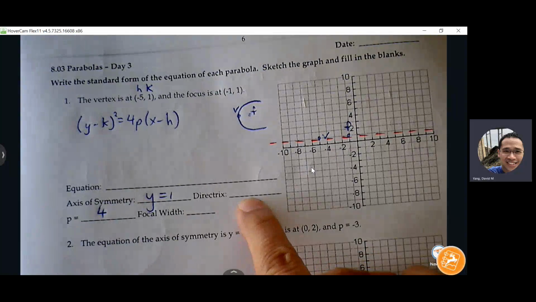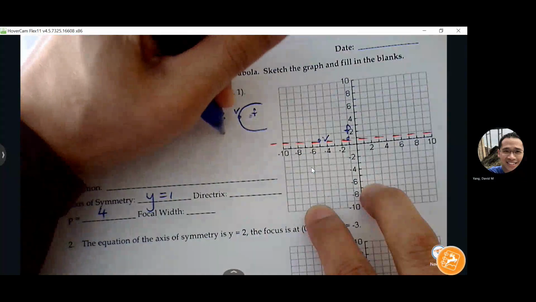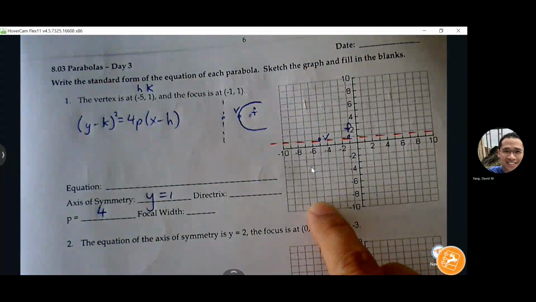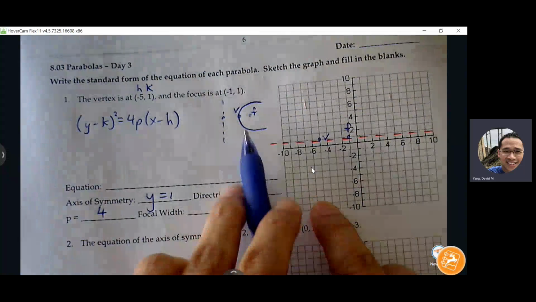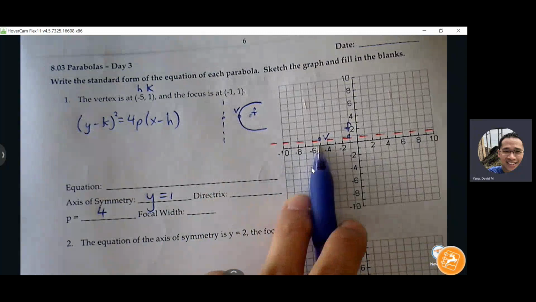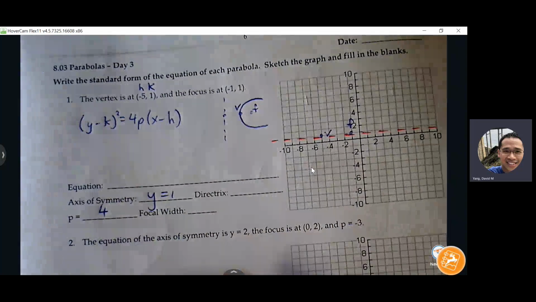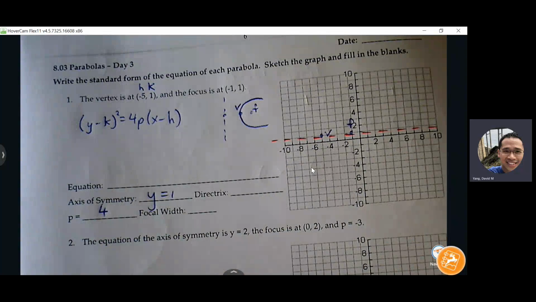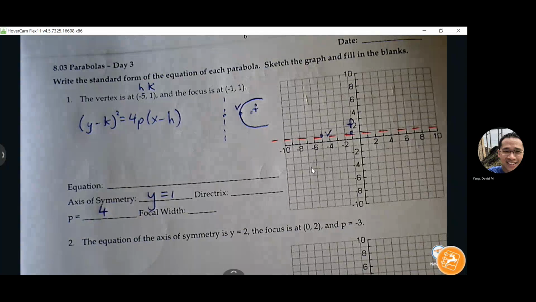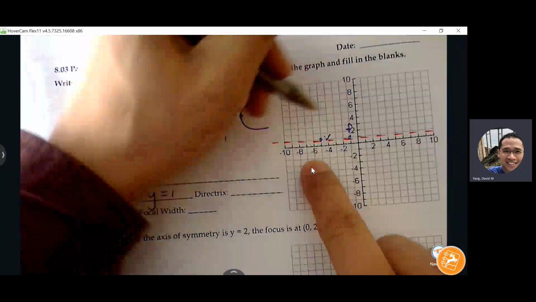Okay, the directrix is going to have to be on the other side. I've got to go this direction, right? It's going to be over here. So it'll be -5 - 4, which is -9. Put x equals here then. That's right. x equals -9.